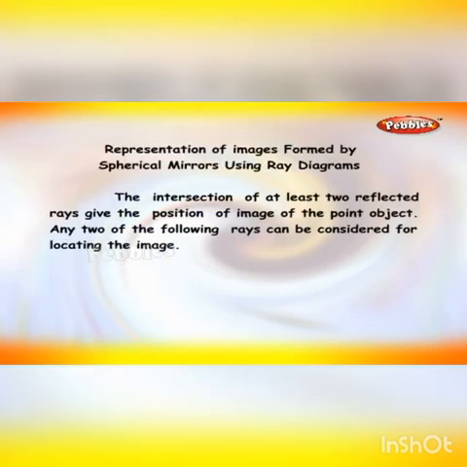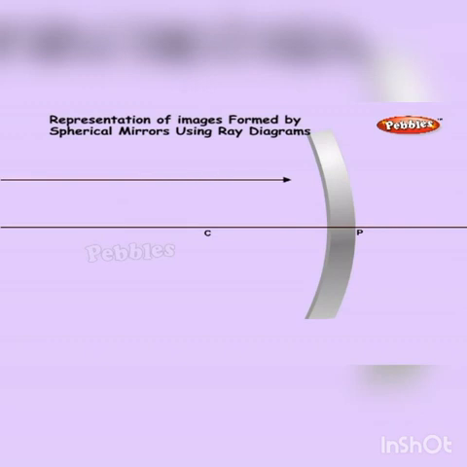Representation of images formed by spherical mirrors using ray diagrams. The intersection of at least two reflected rays gives the position of the image of the point object. Any two of the following rays can be considered for locating the image. A ray parallel to the principal axis after reflection will pass through the principal focus in case of a concave mirror or appear to diverge from the principal focus in case of a convex mirror.